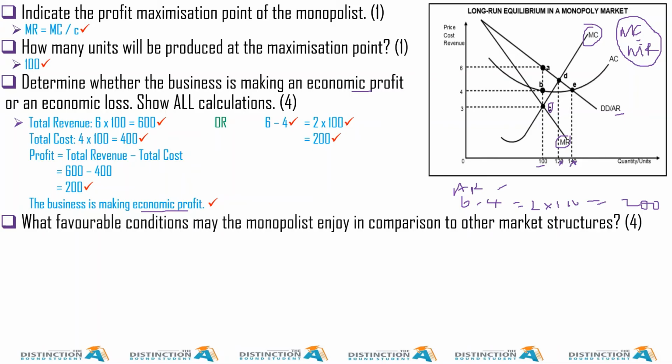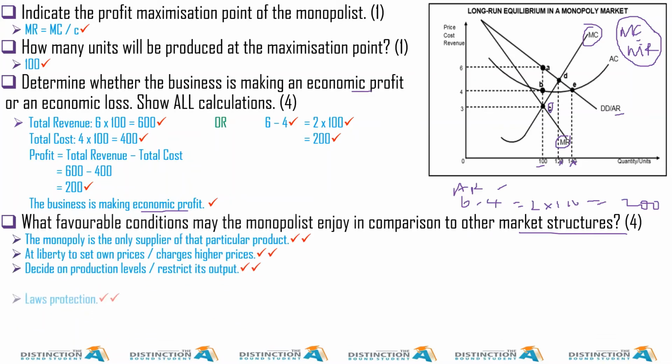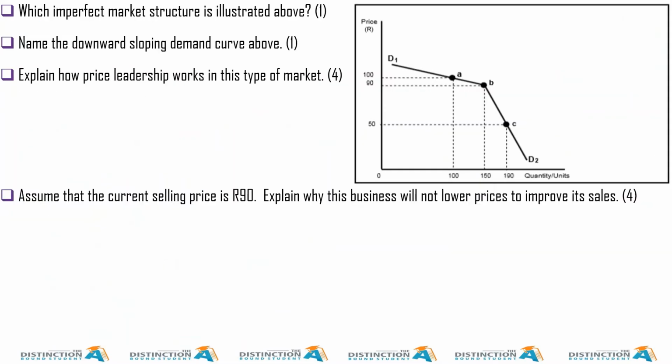Right, what favorable conditions may the monopolist enjoy in comparison with other market structures? There are so many things that the monopolist can enjoy. I'm not going to go through everything. This one is as easy as that. All right, so let's get to the next question. Right, which imperfect market structure is illustrated? This 1,000 times it's oligopoly. Why? The demand curve is kinked. Then, oh yes, it's kinked.